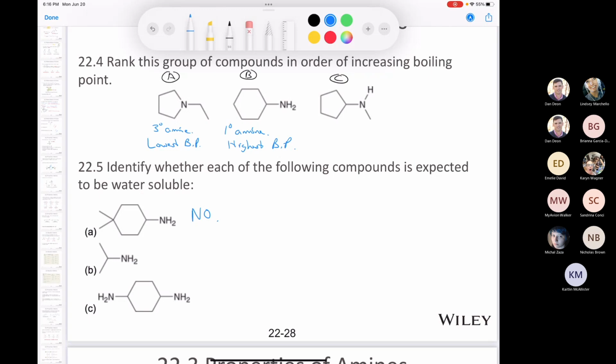Anybody have a thought about B? Yes, I agree with you again. Yes, absolutely. So this is isopropylamine. That's definitely water soluble. It's only got 3 carbons. And then this one here, it's got 6 carbons, but you've got 2 amino groups. So it's kind of a ratio of 1 to 3, right? If you split it in half. So I'd say that this one would also be water soluble since it's a diamine.